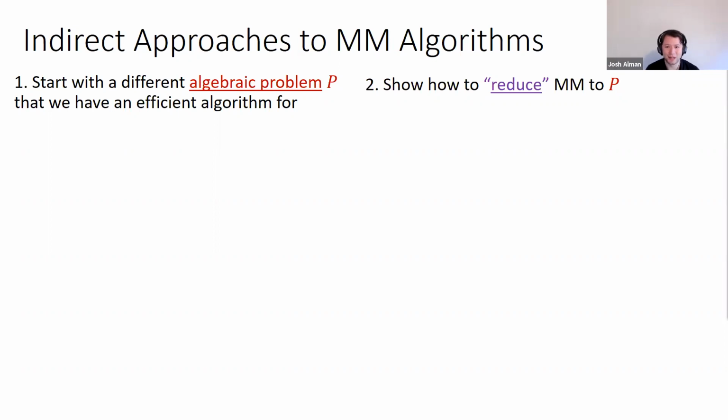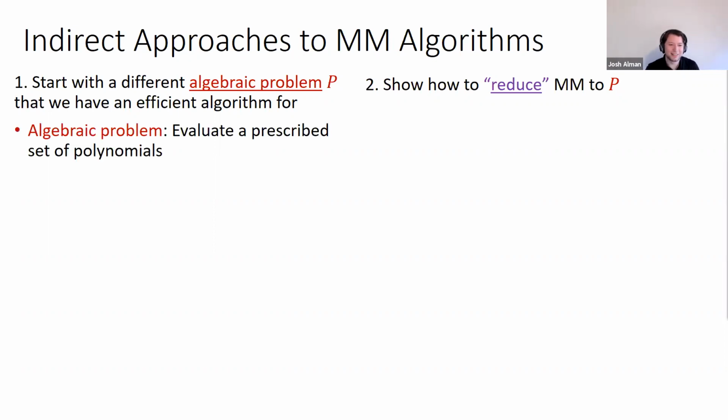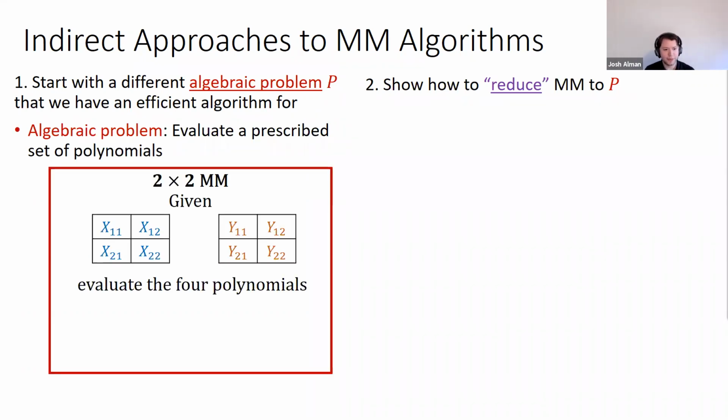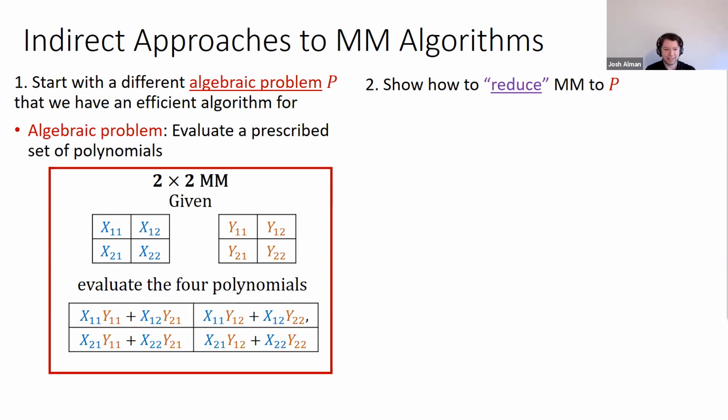So let me tell you a little bit more about what I mean. First of all, what's an algebraic problem? The algebraic problems I'm talking about are problems where you're given as input a bunch of numbers, and your goal is to evaluate a prescribed set of polynomials at those numbers. For example, matrix multiplication itself is an algebraic problem. In 2 by 2 matrix multiplication, you're given as input 8 numbers, the entries of the 2 by 2 matrices, and your goal is to evaluate these 4 polynomials that appear as the 4 output entries of 2 by 2 matrix multiplication.